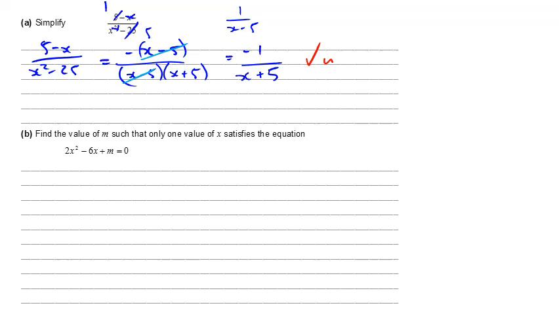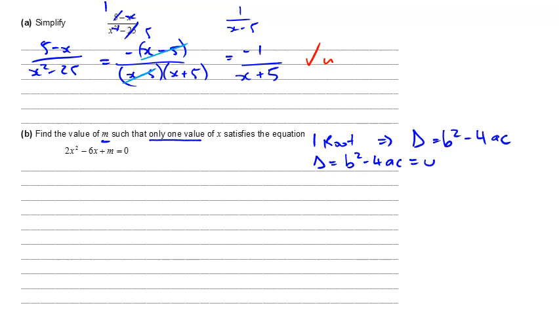The next one, the one I really want you to pay attention to: only one root, only one value satisfies the equation. So in other words, there is one root. And when you see the word root, I'm going to be talking about the discriminant. Discriminant, b squared minus 4ac. One root, the discriminant, which is b squared minus 4ac, equals 0.